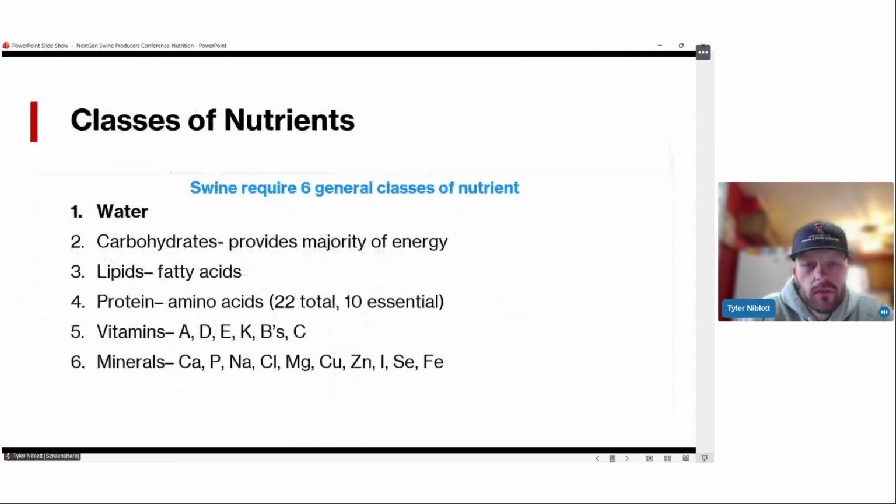So overall, pigs themselves require about 6 classes of nutrients. Those 6 would include water, carbs, lipids, which are fats, protein, vitamins, and minerals. So in terms of carbohydrates, that is where the majority of your energy in your diet is going to come from. In pig production, the most common diet fed to pigs is a corn and soybean meal-based diet. Soybean meal is abbreviated SBM throughout this presentation.